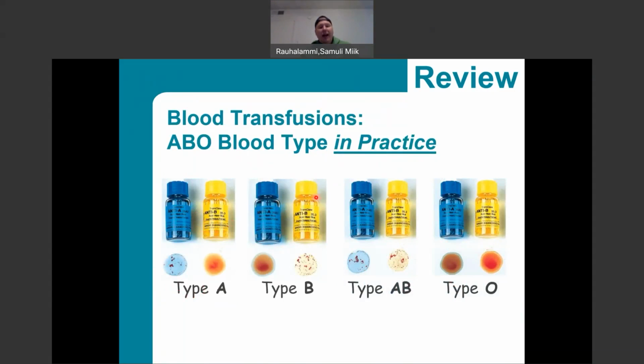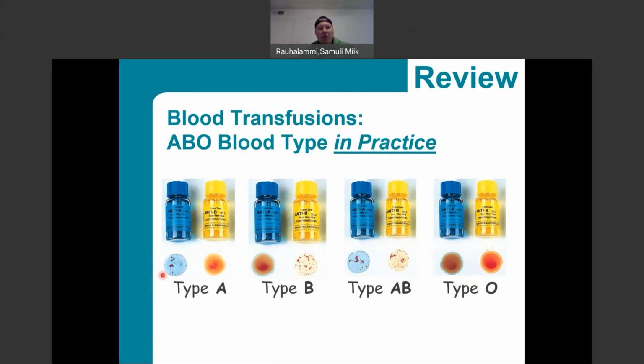If you had a reaction for anti-B serum, but not for anti-A, that meant that you were blood type B. If you had a reaction for both A and B anti-serums, that meant that you were AB. And if you had no reaction for A or B anti-serums, that meant that you were blood type O.